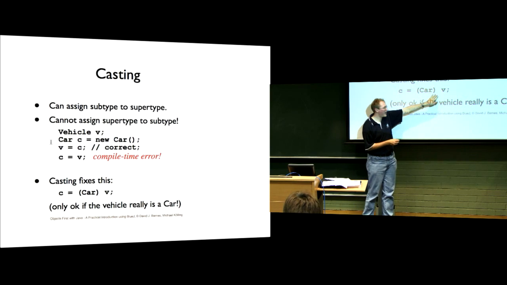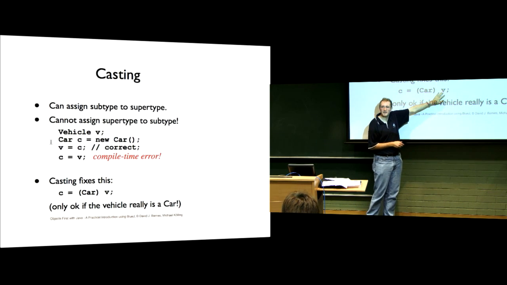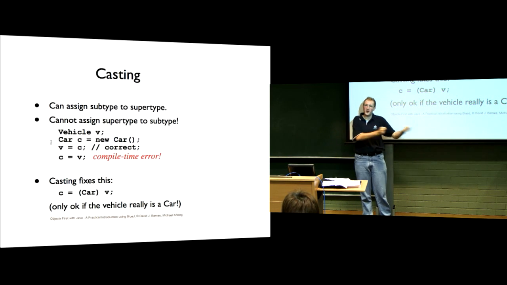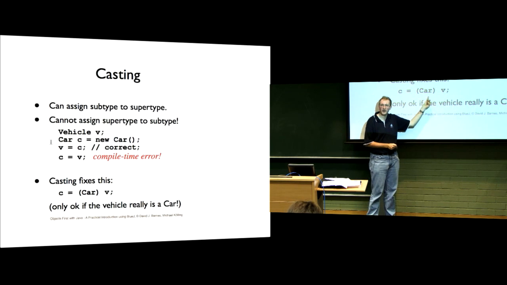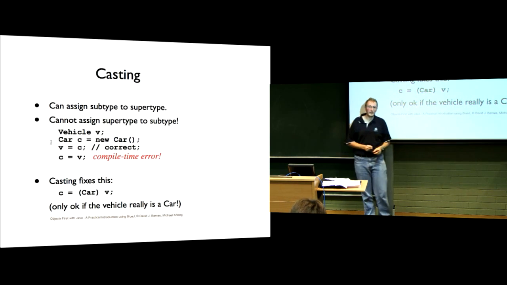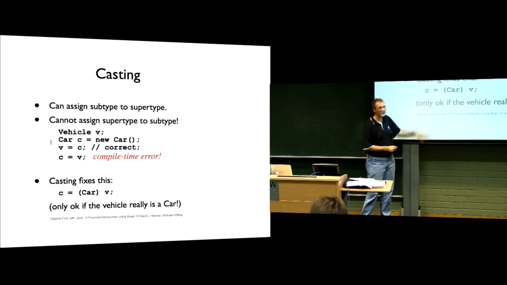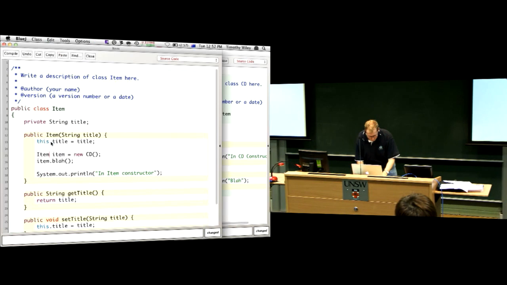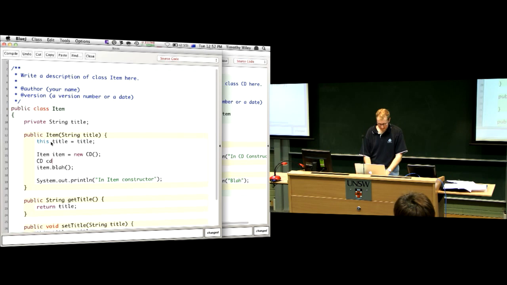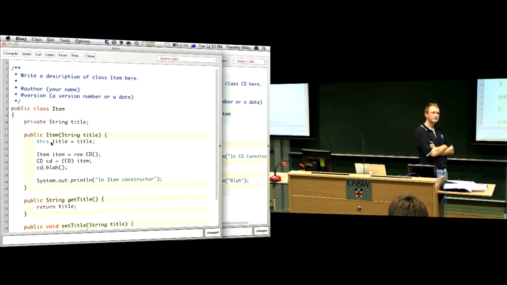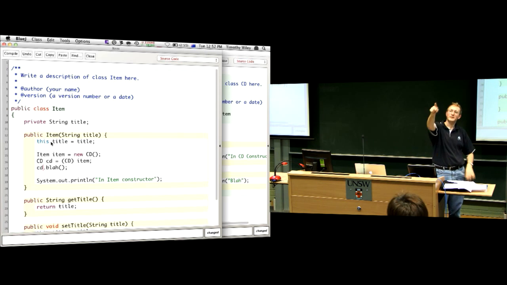This is where, if I had something of type vehicle, but I knew it was a car, I could convert it back into a car. And I can do that by putting the name of the type or the class that we want with round brackets before it. And then I can get it into the format of a car. So if we go to our example up here, I could do CD equals, I could do this. Okay? Yes?